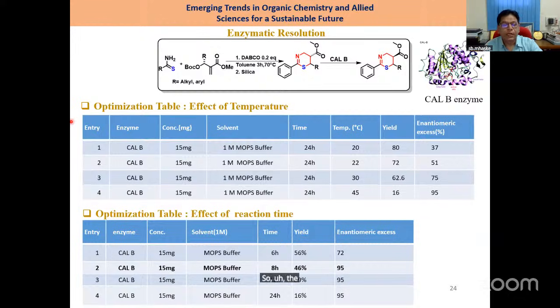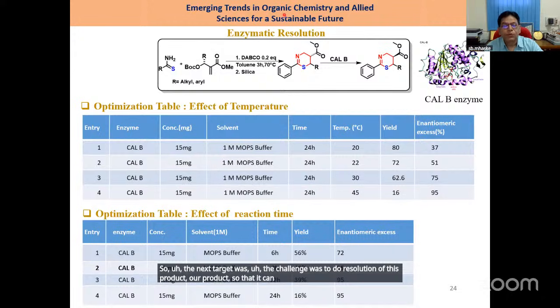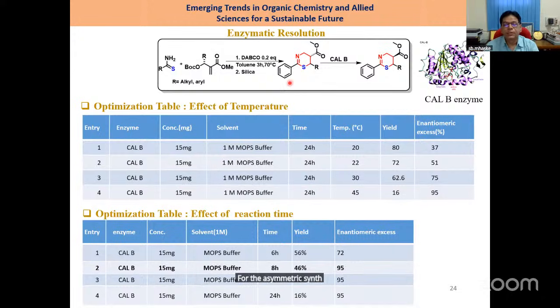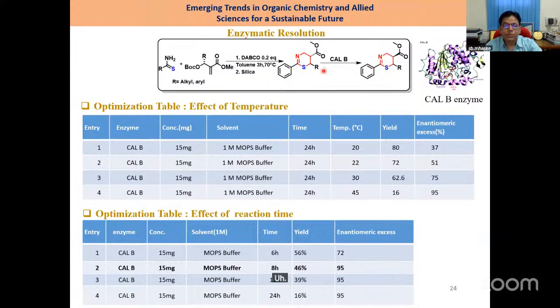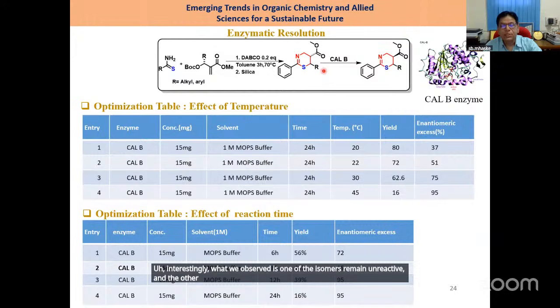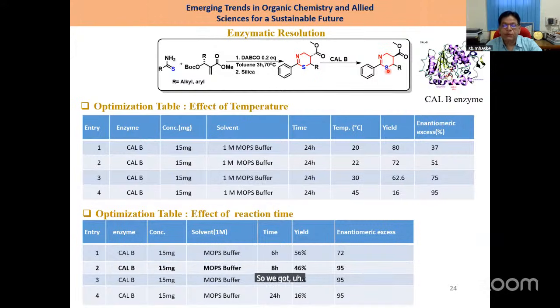So the next target, the challenge, was to do resolution of this product, so that it can be used for the asymmetric synthesis of the desired target molecules or analogs of cephalosporin. So we thought of using CalB enzyme, which is known to hydrolyze esters. In this case, when we tried the reaction with the buffer, interestingly, what we observed is one of the isomers remained unreactive and the other isomer got hydrolyzed. So we got very high, more than 95% enantiomeric excess in this case.